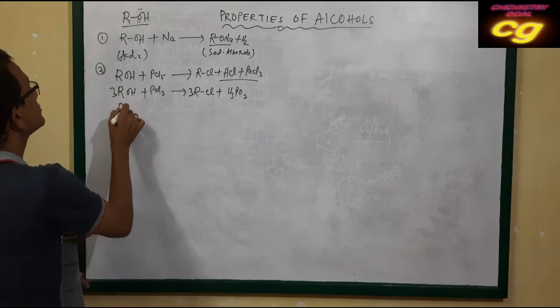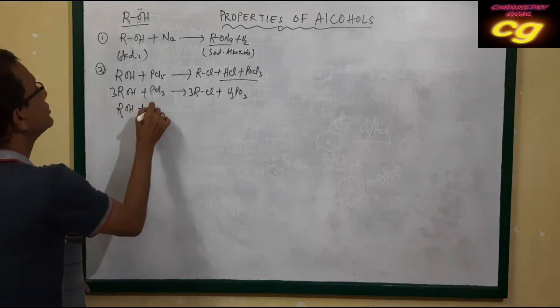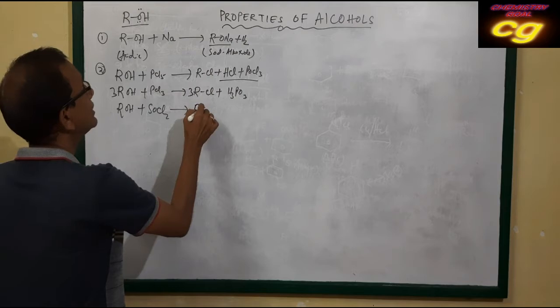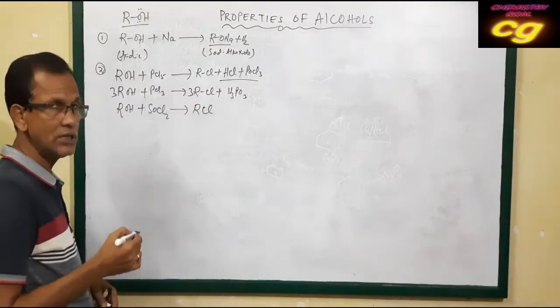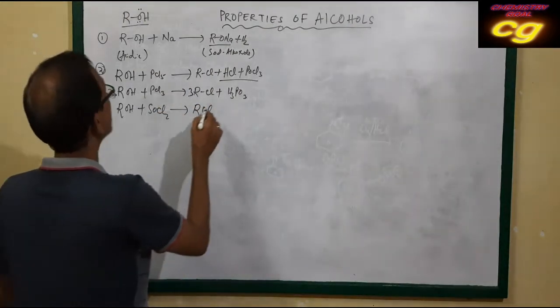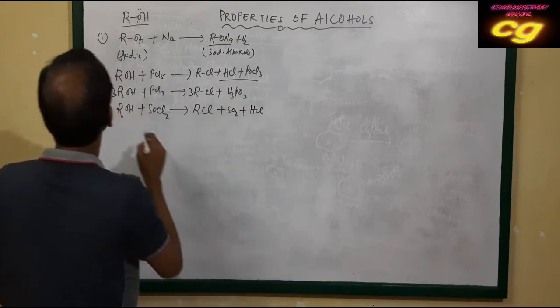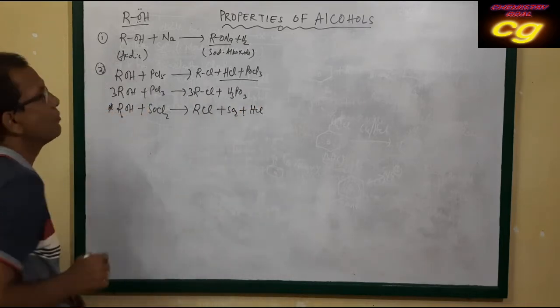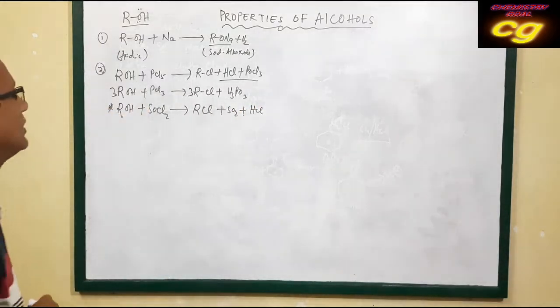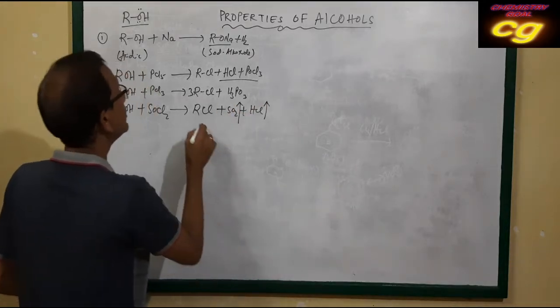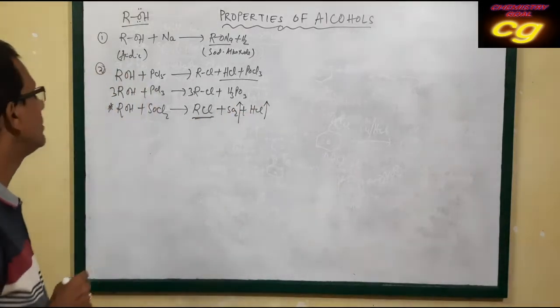Alcohol reacts with SOCl2, thionyl chloride, forming RCl, SO2 and HCl. We have already discussed this in the haloalkane chapter. This is very important in the preparation of pure haloalkane because these two by-products are gases. So pure haloalkane can be prepared.